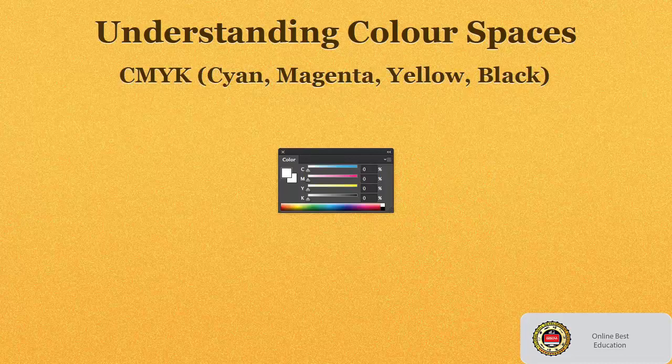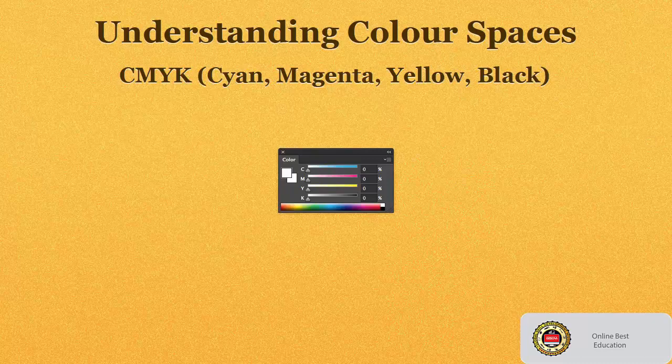Now, CMYK is the opposite to RGB. It isn't additive, it's subtractive. Imagine an artist mixing paints together on his palette, okay? And the CMYK color space is used in print. So if you're going to be designing flyers and posters and CD covers and all this kind of stuff, anything that's going to be commercially printed is going to be in the CMYK color space.